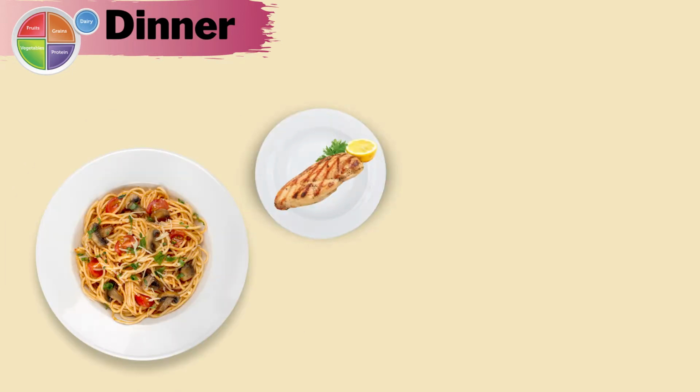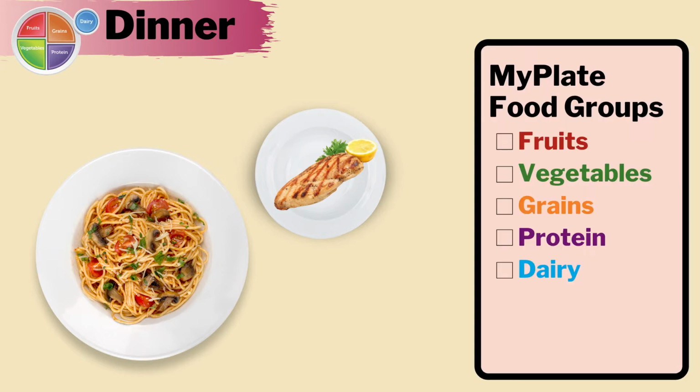Let's look at dinner. For dinner, I had pasta with grilled chicken. At this meal, I got 3 out of the 5 food groups. I had the vegetable group with the tomatoes and mushrooms in the pasta sauce, the grain group with the pasta, and the protein group with the grilled chicken.